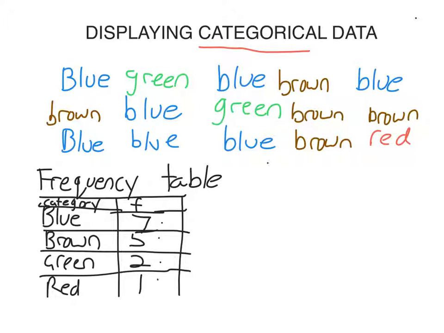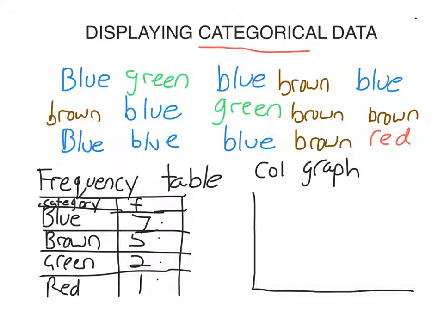So the next thing we're going to look at is how we do a column graph. A column graph is just where each category is given a column and its height is determined by how many times it came up. So what we'll do is draw up our axes here. For a column graph, you always have frequency, F, on the vertical axis or the y-axis, and across the bottom you have the different categories. Because this is categorical data and actually nominal data, it won't matter the order in which I put things because there's no order to the data. So I'm just going to go blue, brown, green, and red.